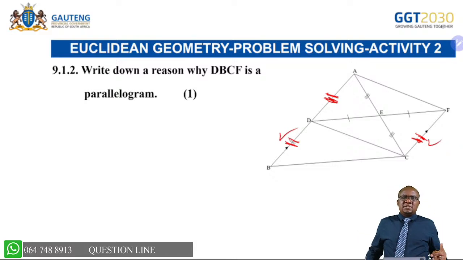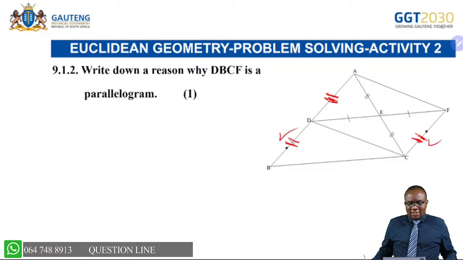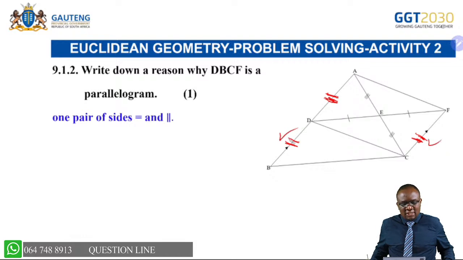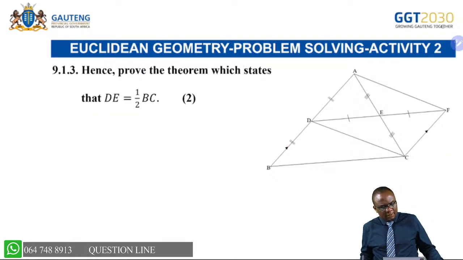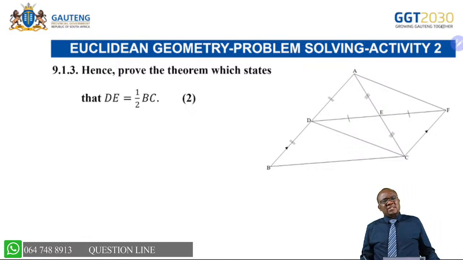There are two conditions. One, they are equal. Two, they are parallel. So you have a pair of opposite sides that is equal and parallel. Therefore, DBCF is a parallelogram. Okay? Hence, prove the theorem which states that DE is half of BC.